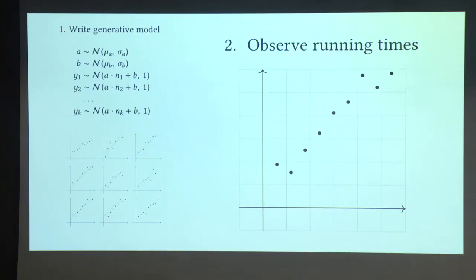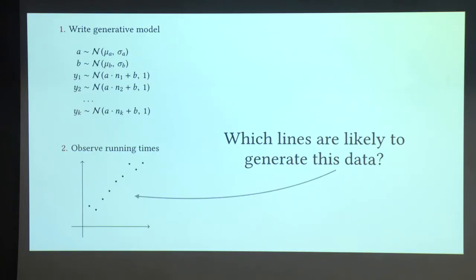So wait, we have a model that gives us different possibilities of running times and slopes and y-intercepts. And we have the real data that we observed in the real world. So can we use the real data that we observed to update our prior beliefs about how costs are distributed? Well, that's the essential question of the inference step, which is the third part of this process. We want to know which lines are likely to produce this data.